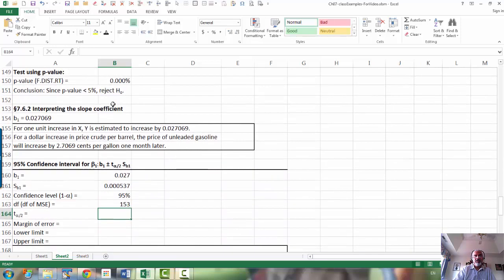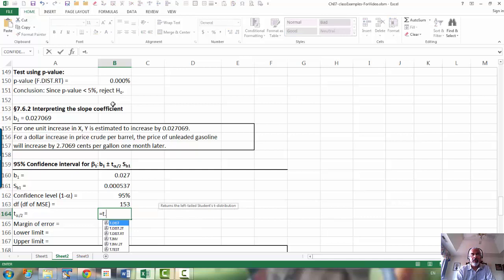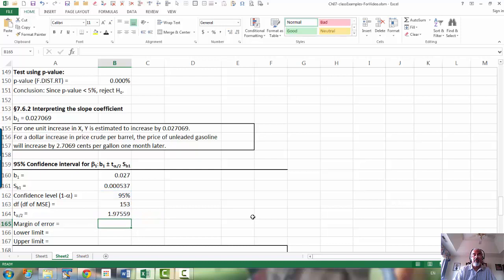Now to build a confidence interval, we need the t table value, which we call t sub alpha over 2. So that is T.INV.2T. And the probability is the alpha value. Alpha value is 1 minus the confidence. So you go 1 minus that confidence level. And then the next item is the degrees of freedom. So that's our t table value.